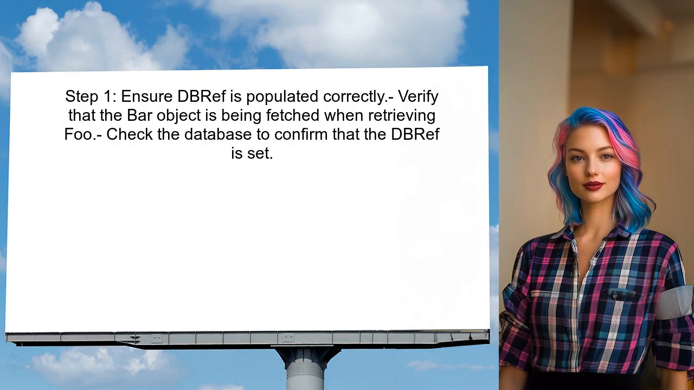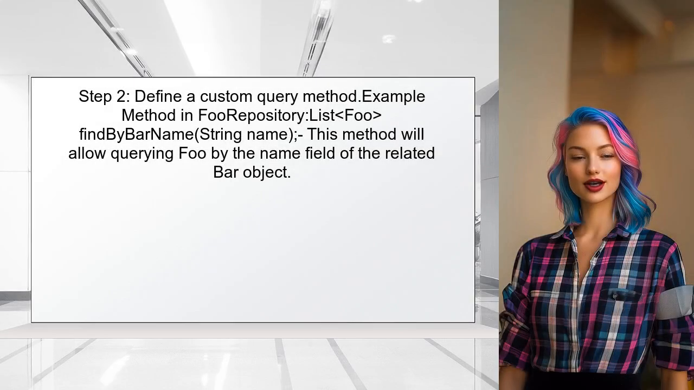To address the user's issue with querying a DBRef object in Spring Data MongoDB using QueryDSL, we first need to ensure that the DBRef is being resolved correctly. The user should check if the DBRef is properly populated when fetching the foo objects. Next, the user should consider using a custom query method in the repository. This can help in resolving the DBRef and fetching the related data. The user can define a method in the foo repository to perform the query.